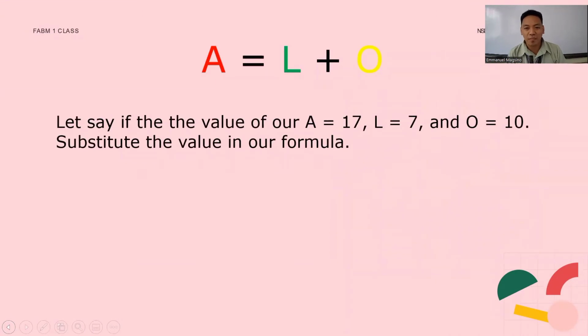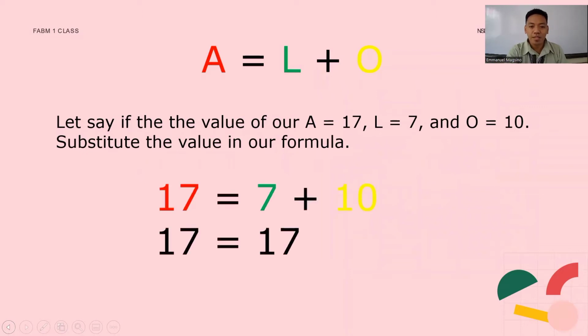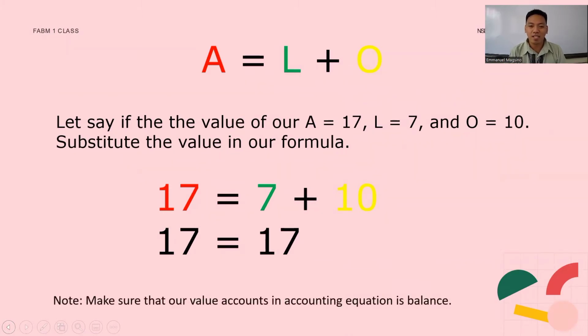Remember, in your Math 7, an algebraic expression consists of variables. Let's say the value of our A is equal to 17, L is equal to 7, and O is equal to 10. We substitute the values in our formula: 17 equals 7 plus 10, and 17 is equal to 17. So make sure in our basic accounting equation, in our last discussion, that our accounts in the accounting equation are balanced.